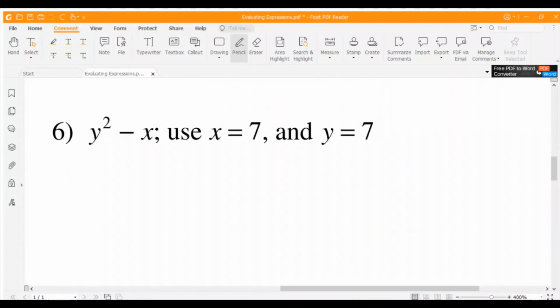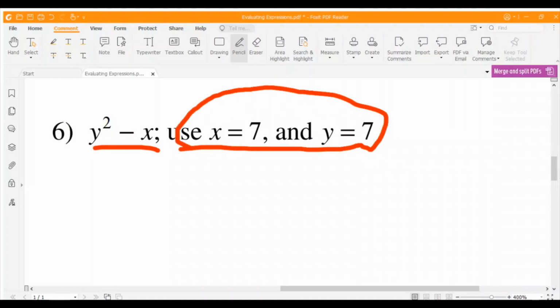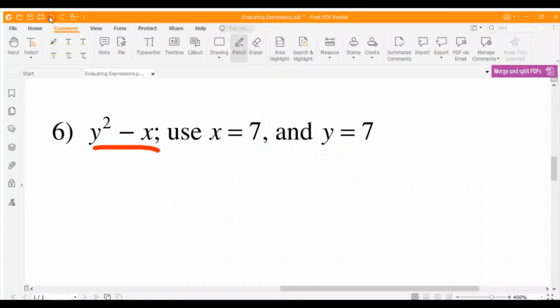Okay, so here's another one. You have two parts. You have an expression, and then you have the information that we need to plug into the expression. That's usually followed by the word use, you'll see the word use. So here's the expression, y squared minus x, right there. Now, it's being very generous here. Sometimes you don't get all this information. It's telling you what x is. It's telling you what y is. Just so happens they're both 7.